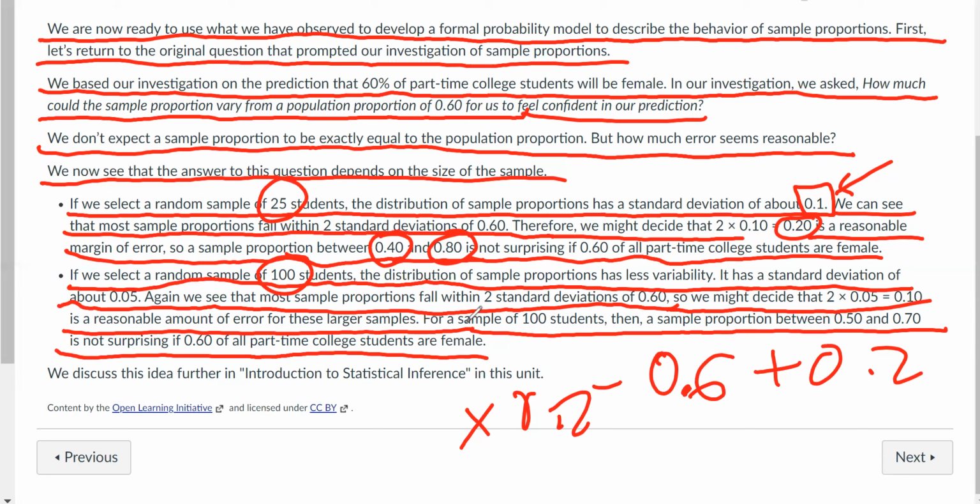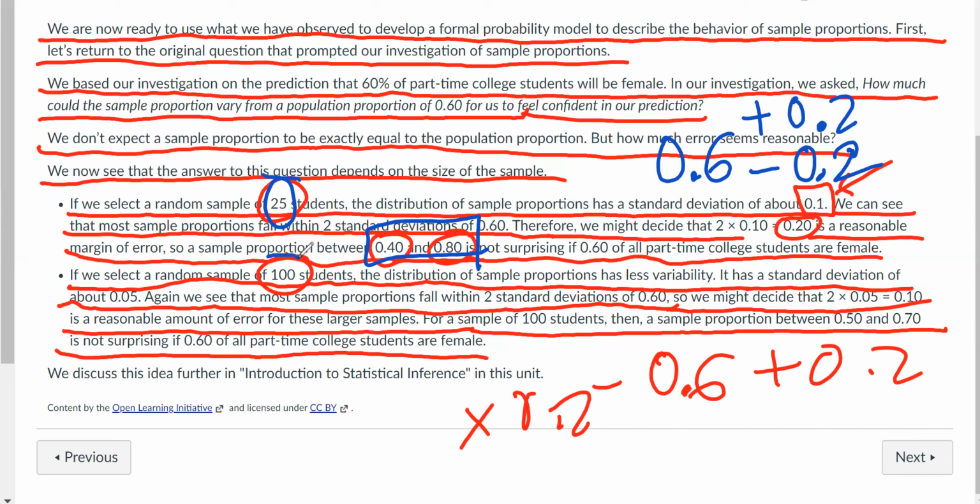So notice the first random sample size was 25 students, and we took 0.60, which represents the actual 60% of college students. We added 0.2, which was 2 times the standard deviation, and subtracted 0.2. So we expected all the values of our random samples to be between 0.40 and 0.80.